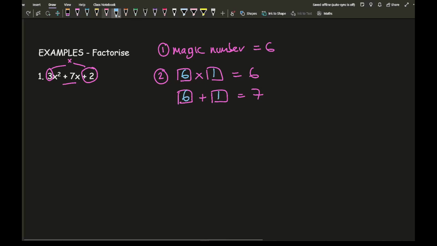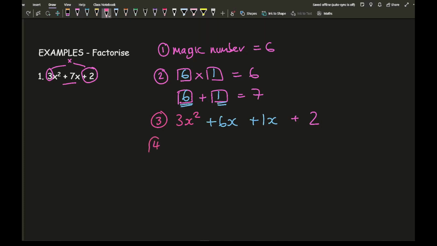Now for the third step, all we're doing here is writing down the expression 3x squared, but instead of writing 7x, I'm going to use these two numbers instead. So I'm going to write plus 6x plus 1x, and then we've got plus 2. Now don't worry about what order you write those blue numbers in, because if you do it correctly, it shouldn't really matter. Then the fourth step, rather, is to factorise the pairs.